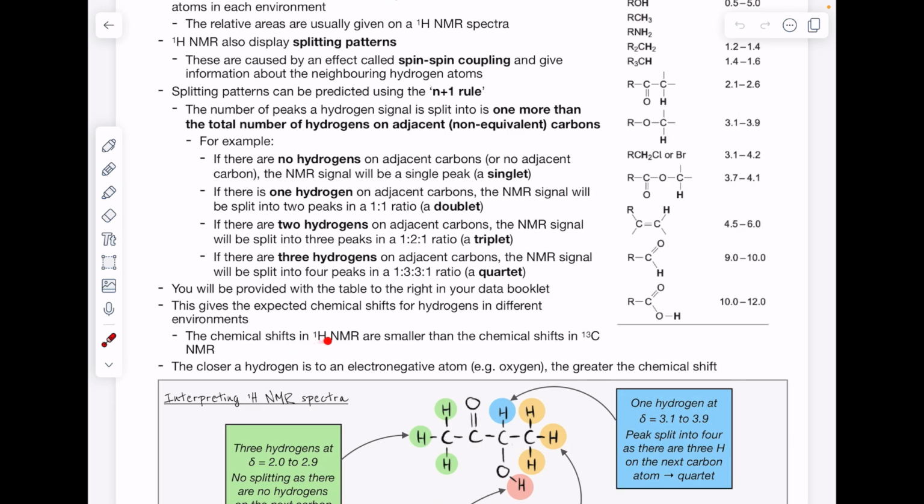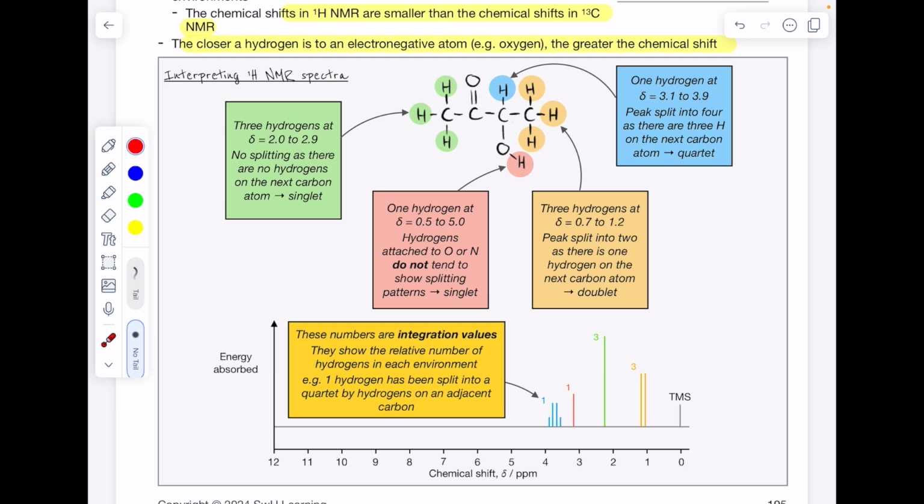Now, the chemical shifts in proton NMR are smaller than the chemical shifts in 13 carbon NMR. The closer hydrogen is to an electronegative atom such as oxygen, nitrogen, fluorine, etc., the greater the chemical shift. So let's have a go at interpreting a proton NMR.